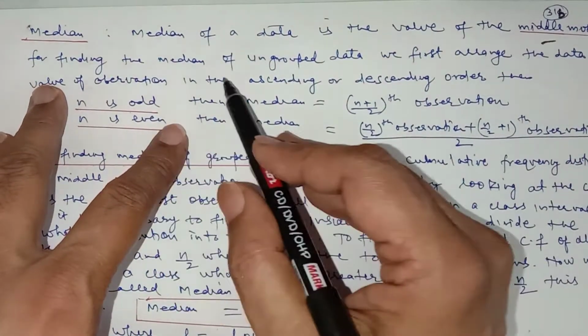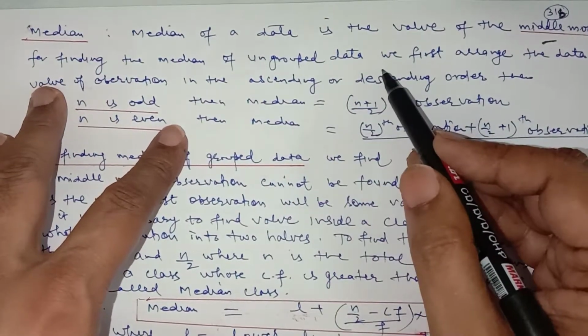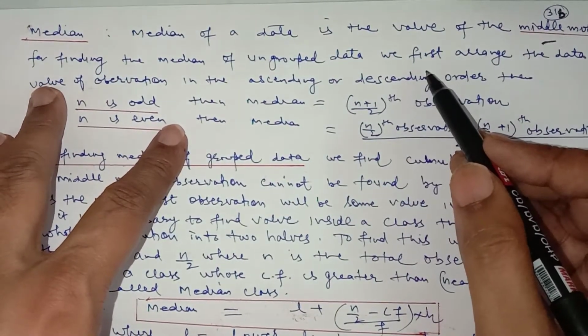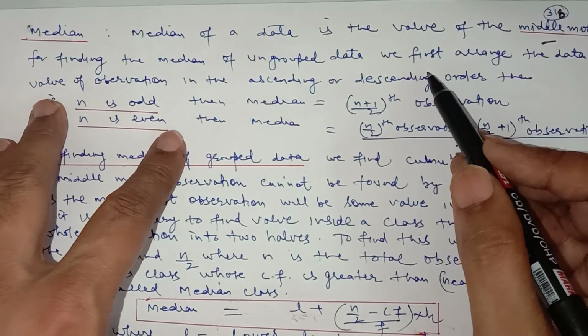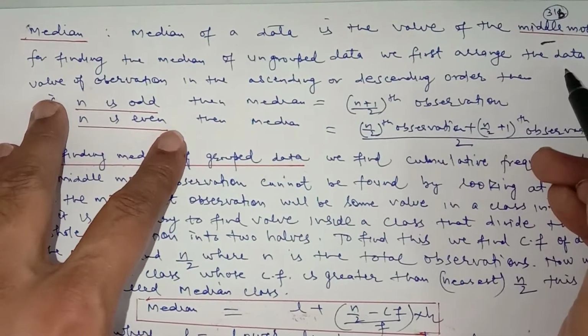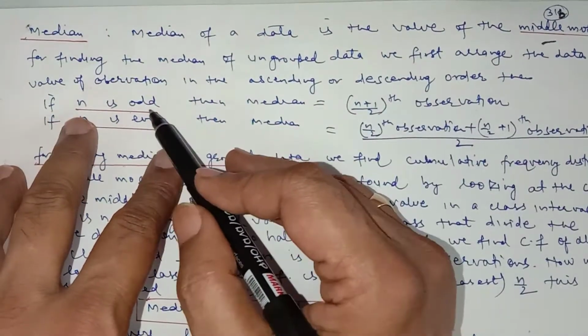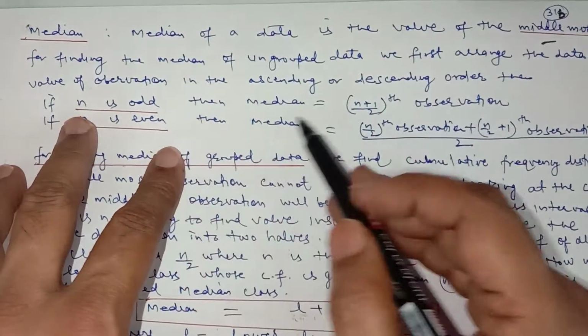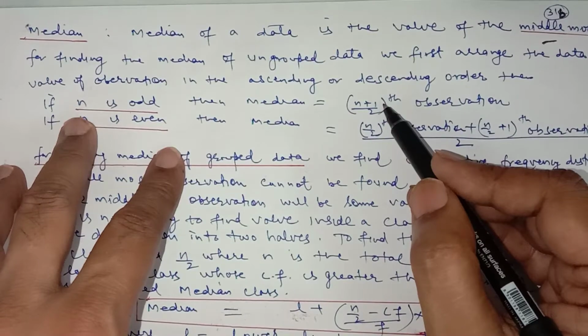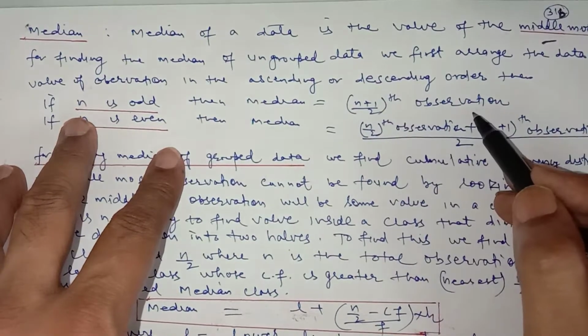So for finding the median of ungrouped data, suppose the data is ungrouped, then how do you find the median? First of all, we arrange the data in ascending or descending order. Then if the number of observations is odd, then the median will be the (n plus 1) upon 2th observation.